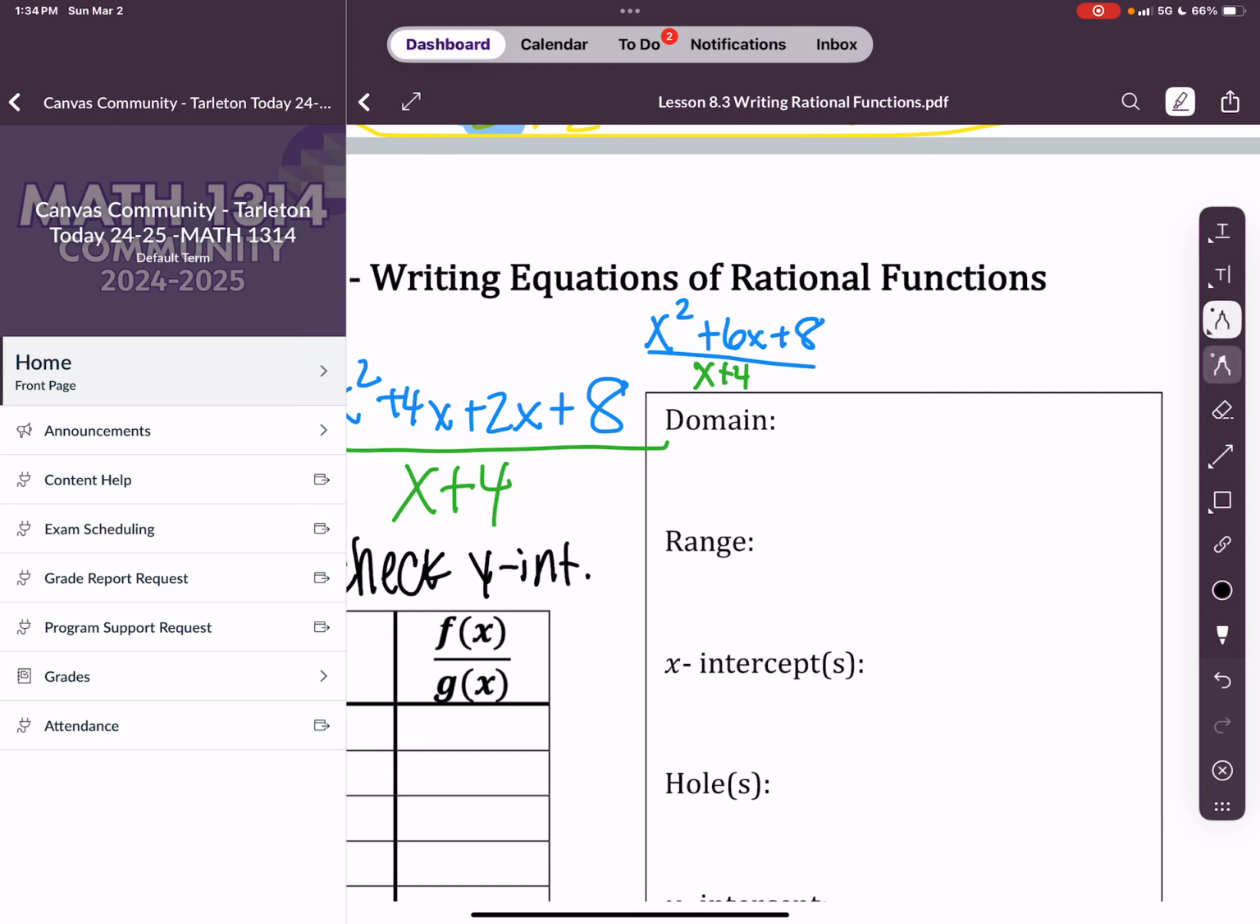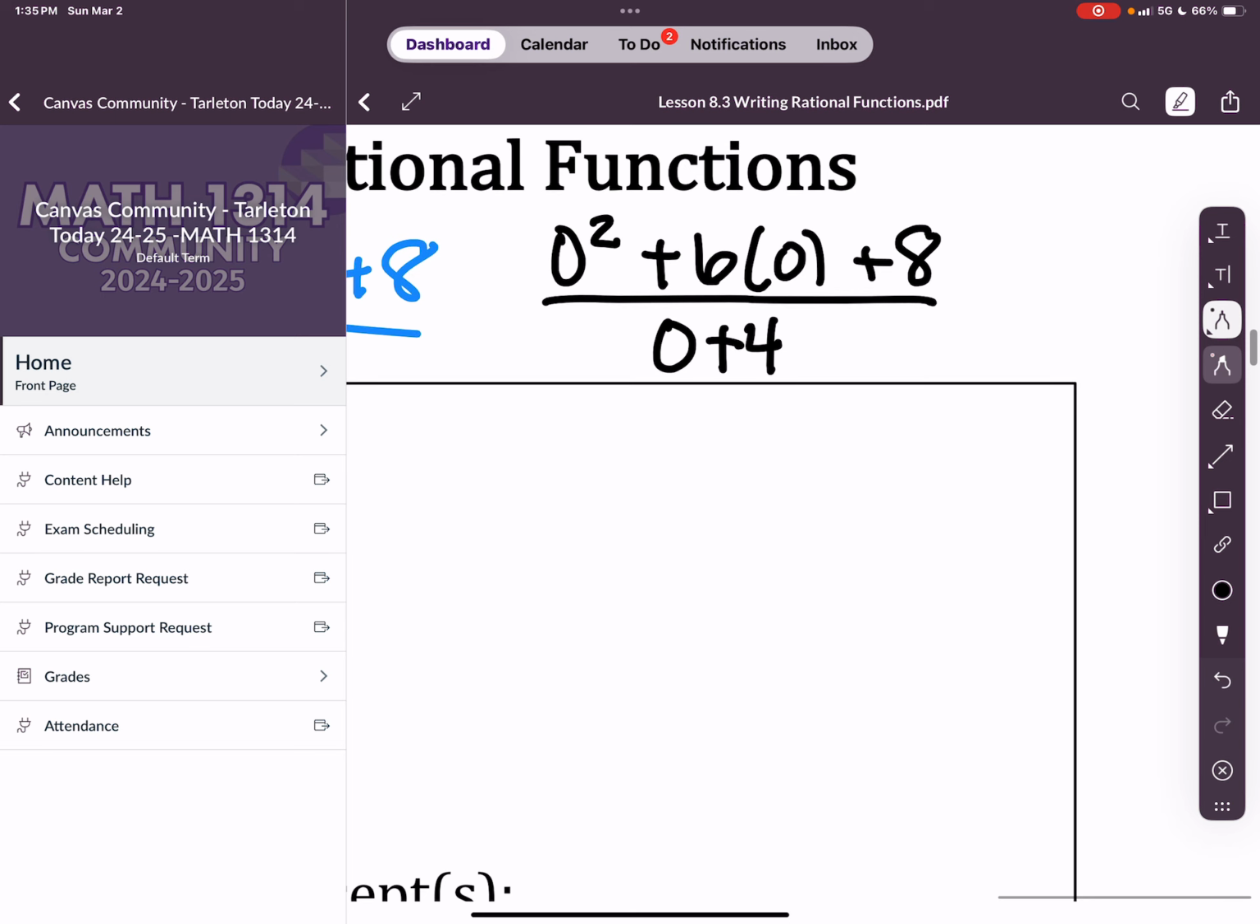So I'm going to plug in a 0 everywhere there's an x, because remember, for your y-intercept, x is 0. So I'm going to say 0 squared plus 6 times 0 plus 8 over 0 plus 4. Okay? So 0 squared cancels to 0, and 6 times 0 also cancels to 0. So I have 8 over 0 plus 4, which is 4. So that means that when we check our y-intercept, we have a 2.